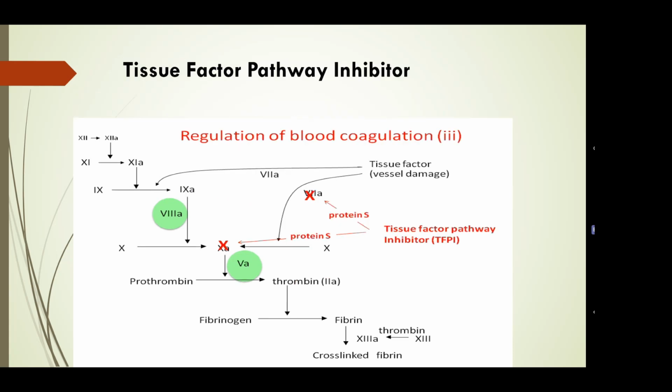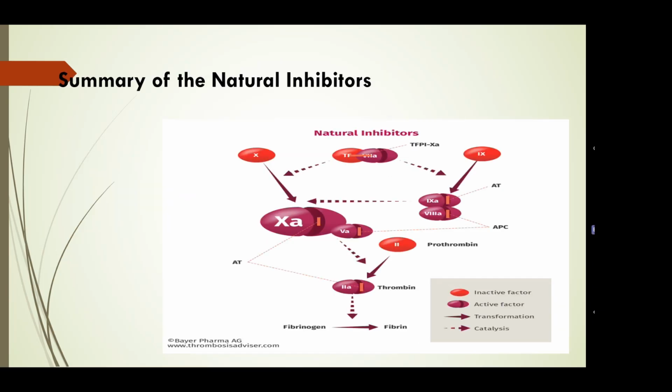We also have the tissue factor pathway inhibitor. From the name, it inhibits the tissue factor pathway. In combination with protein S, it shuts off factor 7 and factor 10 from participating in the coagulation mechanism. So they are called the natural inhibitors: antithrombin, the APC, and the tissue factor pathway inhibitor.